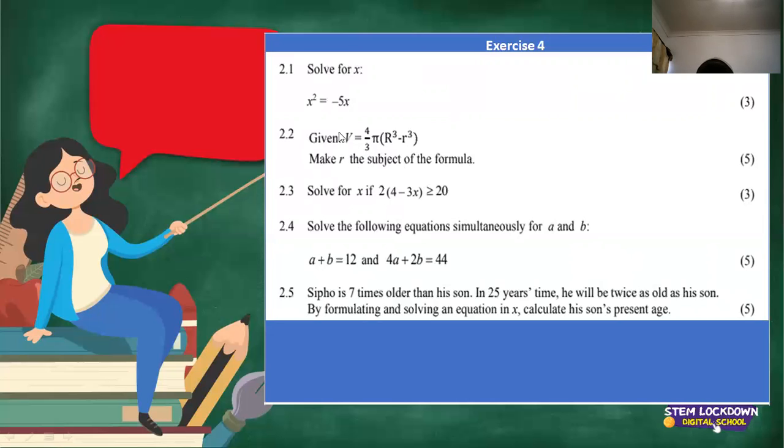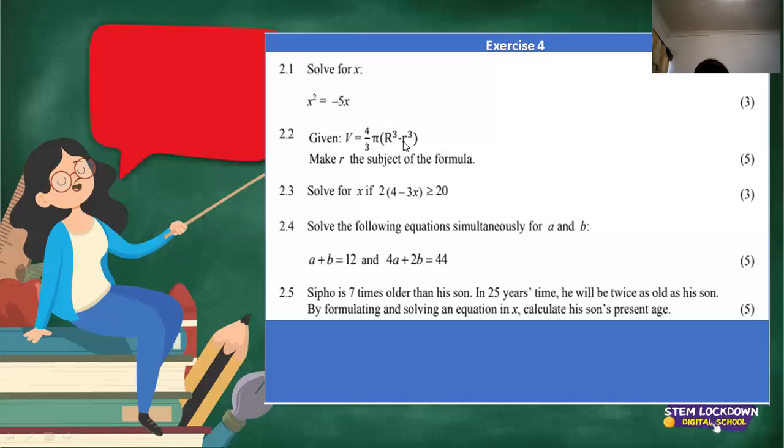To start with, we first multiply both sides by 3. We need to get rid of this 3 first. So we're going to have 3v equals 4 pi, brackets, capital R cubed minus small r cubed.